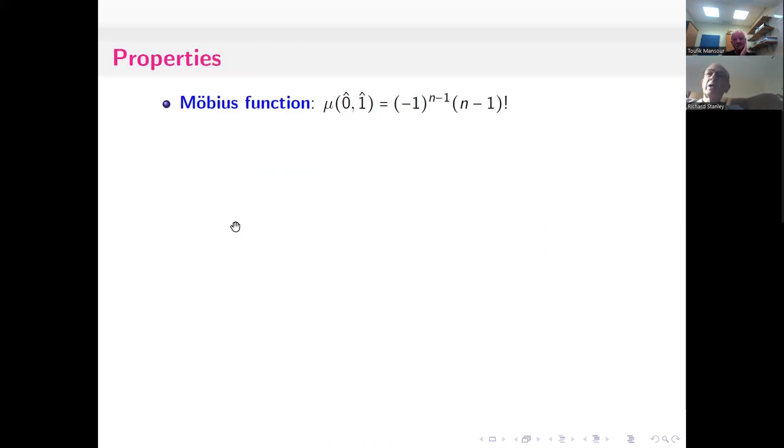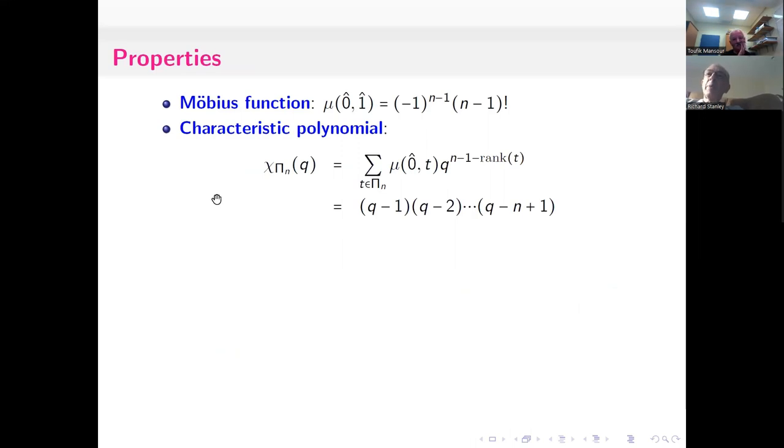But the one that McLeese used was that the Möbius function, I assume you know the definition of a Möbius function of a poset, from the bottom element to the top element is (-1)^(n-1) times (n-1)!. Even more generally, the characteristic polynomial of this poset Π_n, here's the definition, is a polynomial whose coefficients are sums of Möbius function values. There's this very nice form, (q-1)(q-2)...(q-n+1). So one question you can ask is, what is going on that explains such a nice factorization?